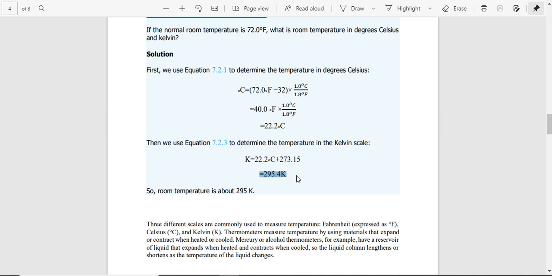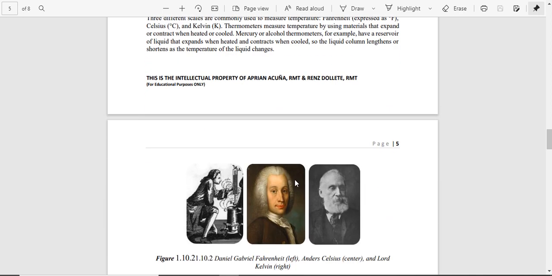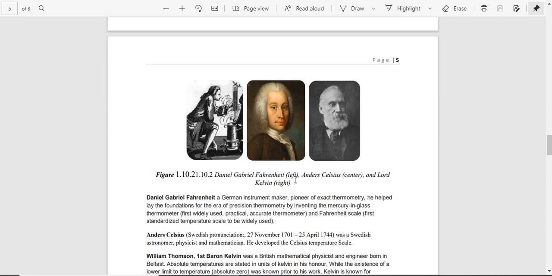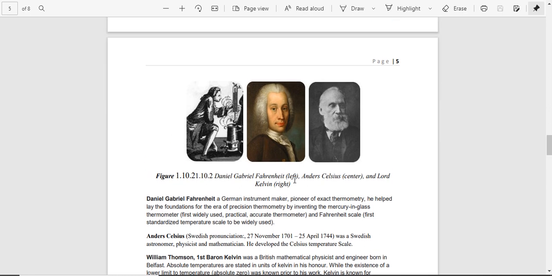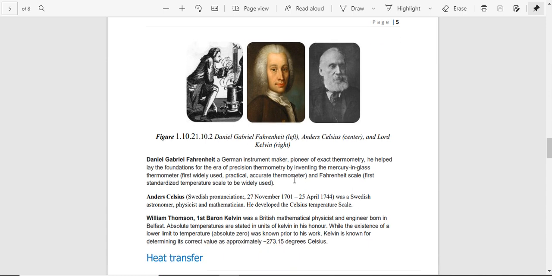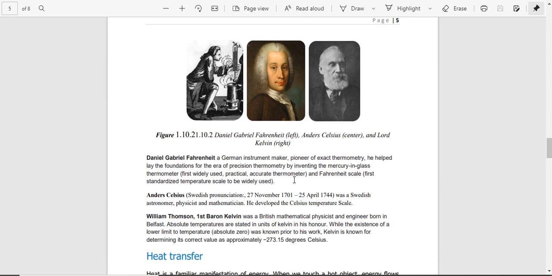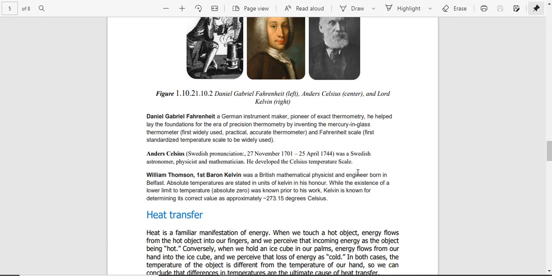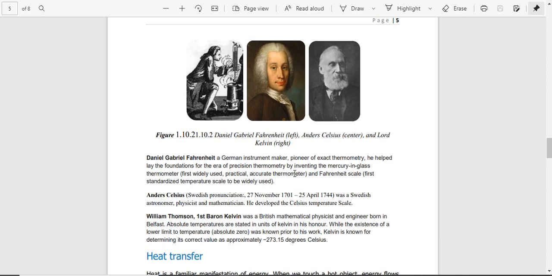Next is ang three important figures in regard sa ating temperatures. Okay, you have first Daniel Gabriel Fahrenheit. He is a German instrument maker, pioneer of exact thermometry. He helped lay the foundation of the era of precision thermometry by inventing the mercury-in-glass thermometers. Practical accurate thermometers and the Fahrenheit scale became the standardized temperature scale to be widely used.